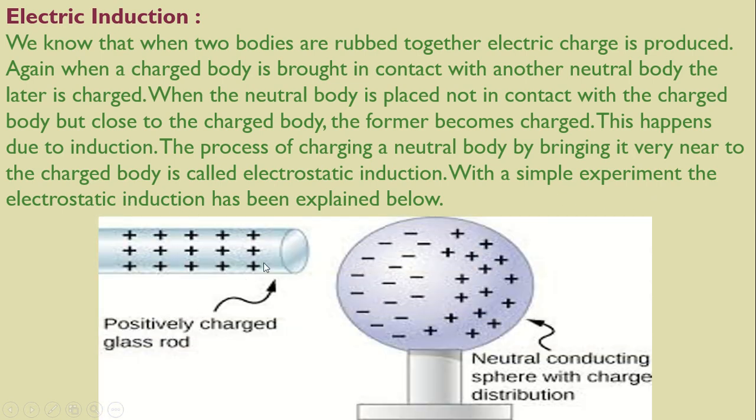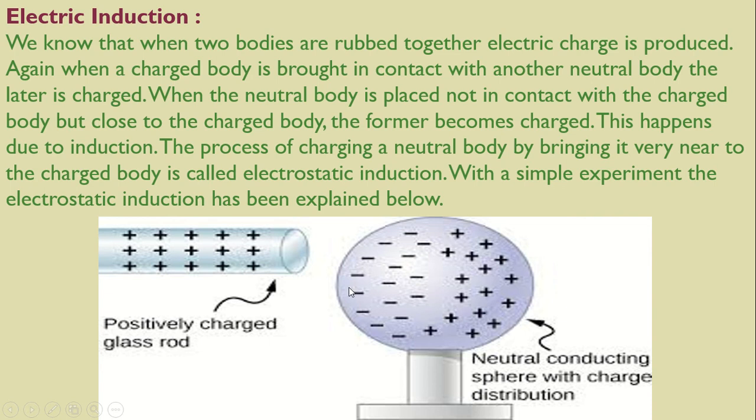Look, a positively charged glass rod is brought near a neutral sphere. In the neutral body, positive and negative charges are scatteredly distributed. But when the positively charged glass rod is taken nearer to the neutral body, what will happen? All the negative charges will accumulate on this side, due to the attraction of the positive charge, and the positive charges will repel each other. That's why the positive charge will be at a far distance. Understand?